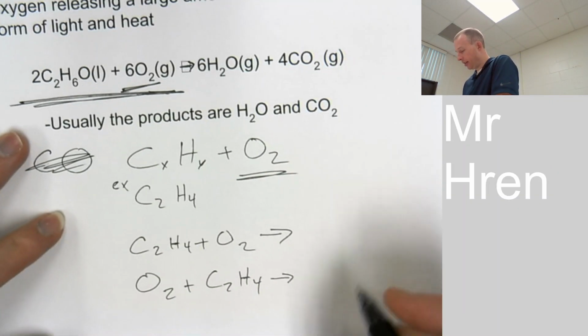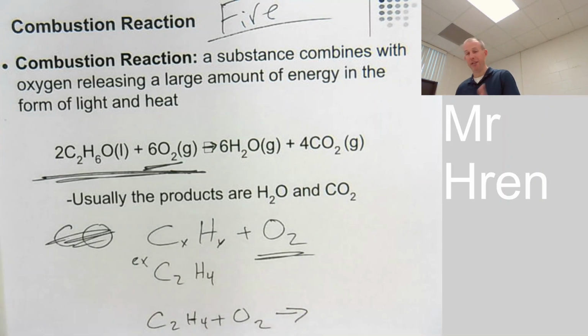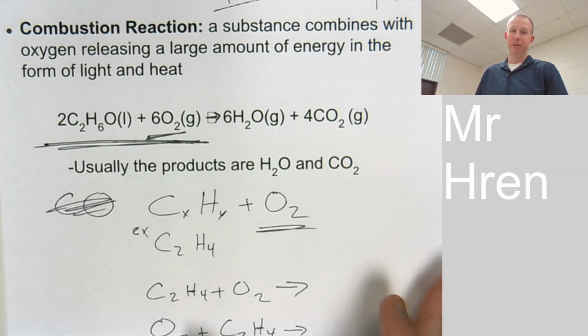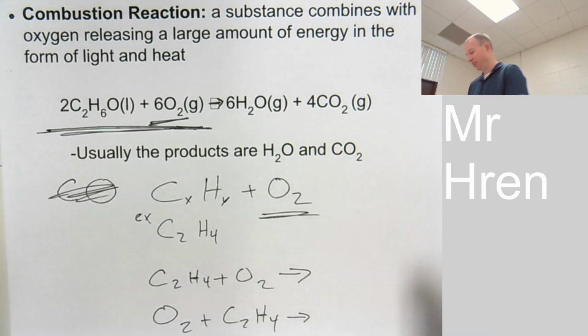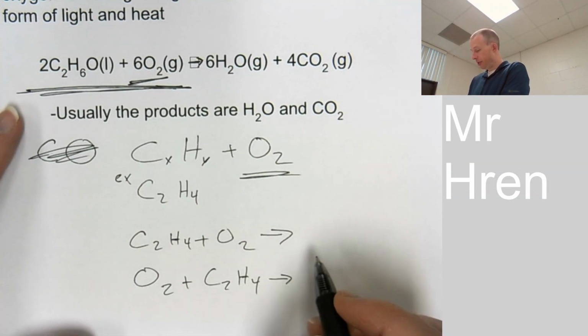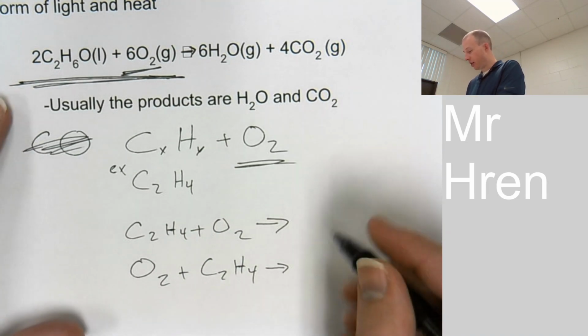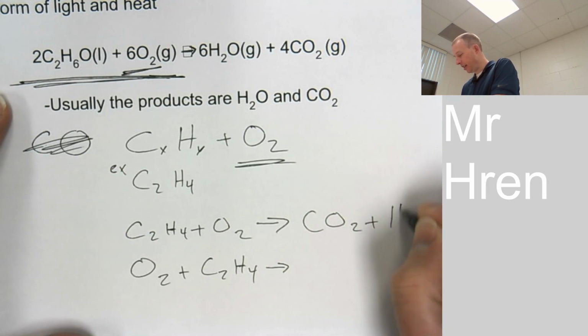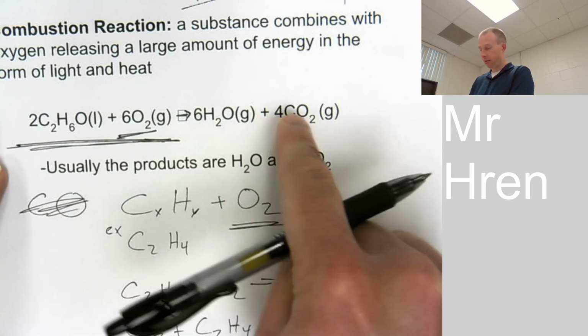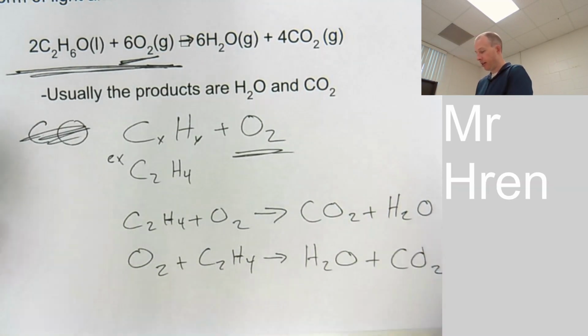So you do that, and then the products of all combustion reactions. This is the nice thing. Well, it's nice in that it's really simple to identify and predict what you're going to make, but balancing combustion reactions is very frustrating sometimes. It can be hard, as you already know. So you'll get your C2H4 plus O2, and the products are always carbon dioxide and H2O. Doesn't matter which way you write it. There you go.